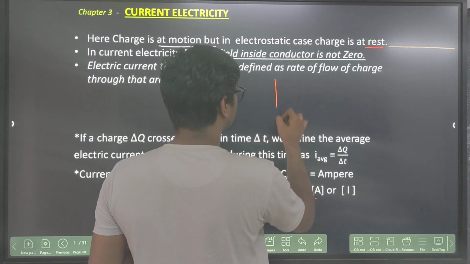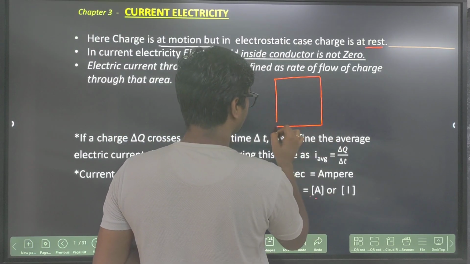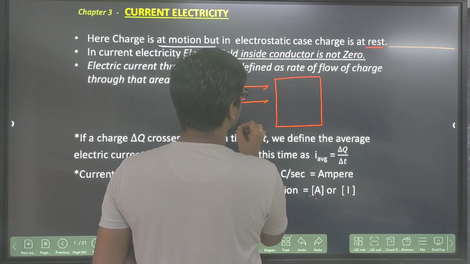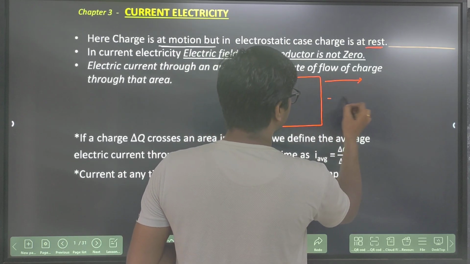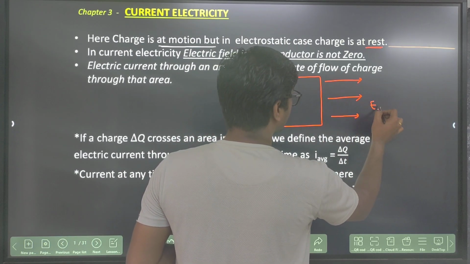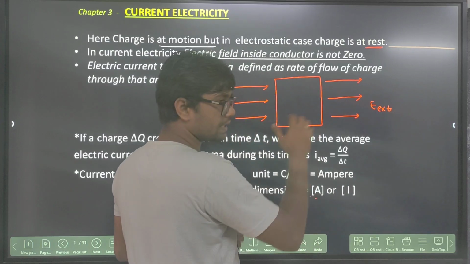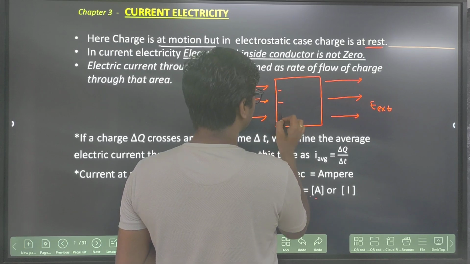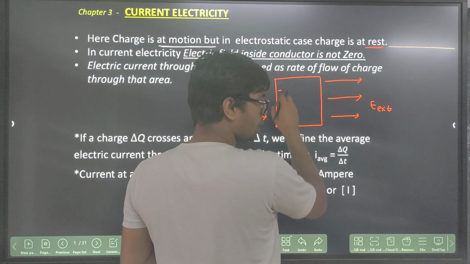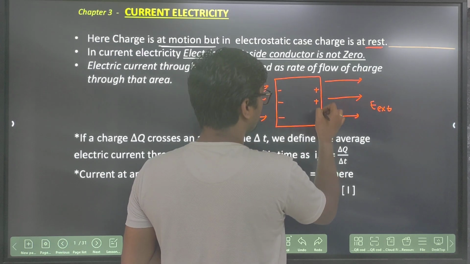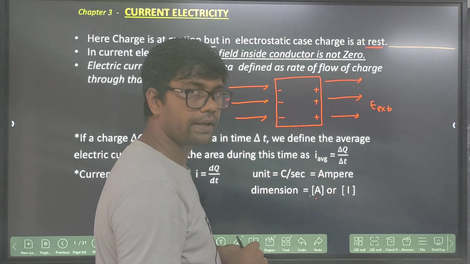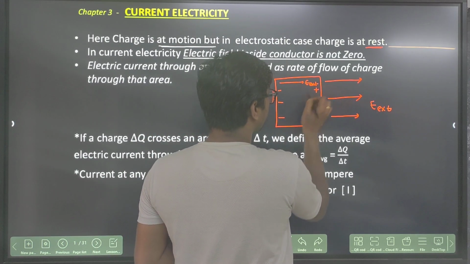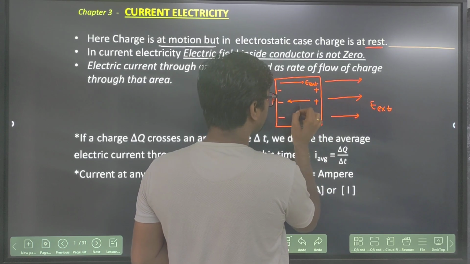Basically, if I take this as a conductor, this is talking about the electrostatic case. If you apply an external electric field, then the free electrons will move along this direction and get accumulated here. Due to this accumulation of negative charge, a positive charge will be induced on this side, right? And inside the conductor there is the external electric field, and due to the induced charge there will be an induced electric field.